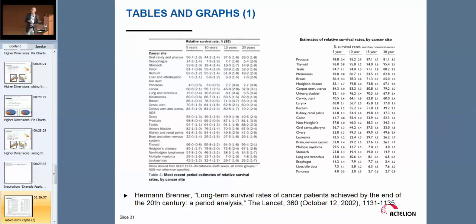What he did was, first of all, he sorted the data. So the people with the highest chance of surviving after 5 years come first, which tells you prostate cancer has a good survival rate, pancreas has a bad survival rate for 5 years, and he made the average survival rates bigger than the standard errors because they're less interesting. That's already the first step towards the better interpretation of these long-term survival data.